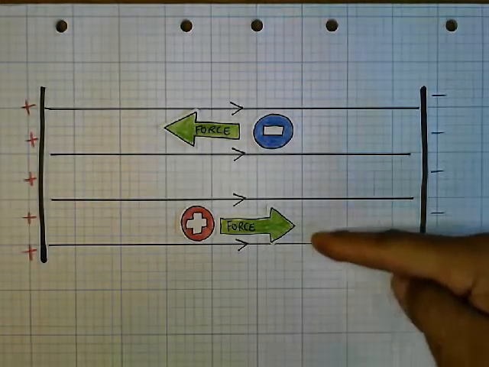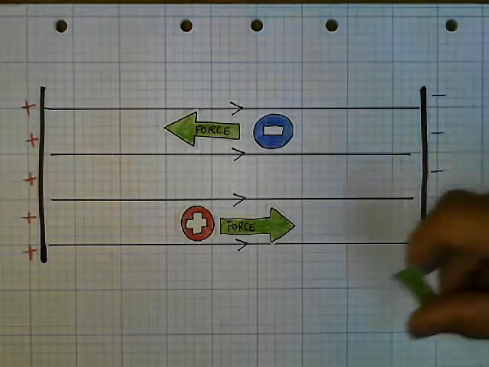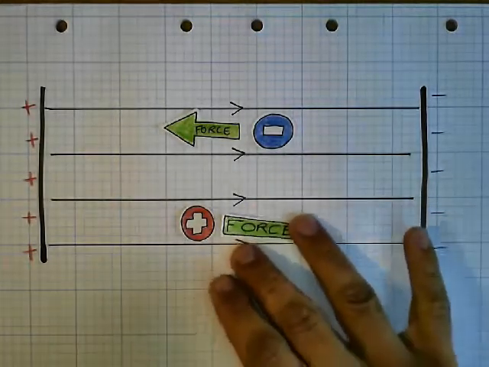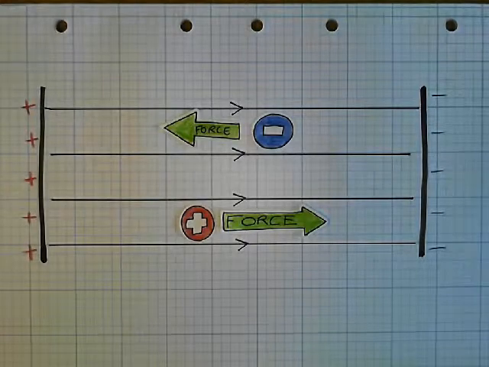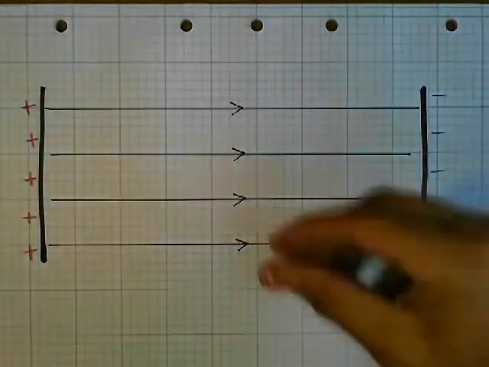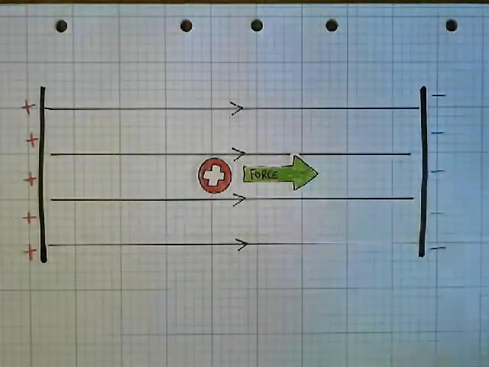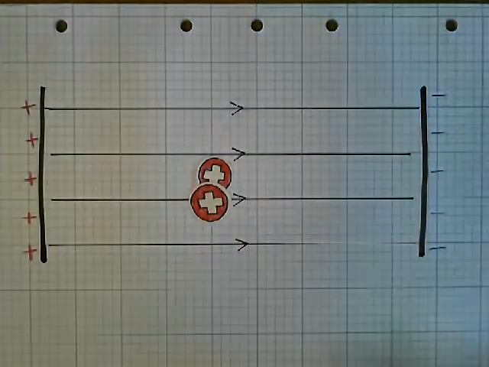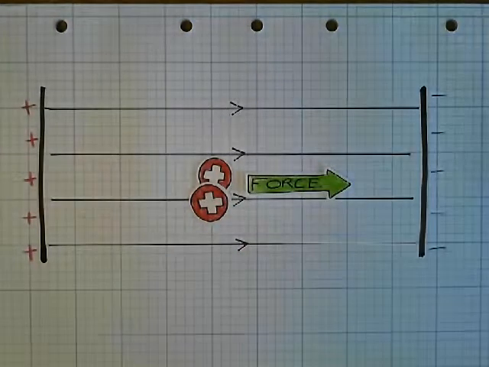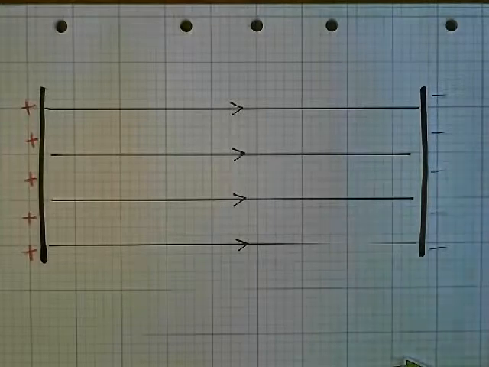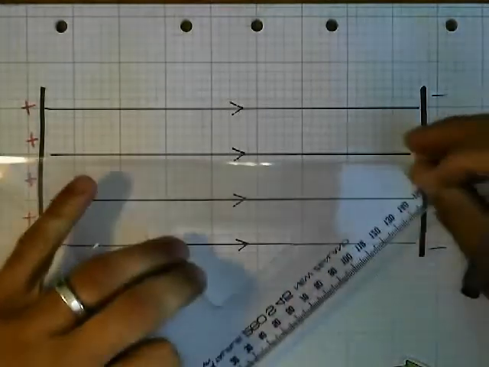But what's going to affect the magnitude or the size of these forces? There's two things that can affect the size of these forces. Can you think what they might be? The two things that affect the size of the force are the charge of the particle. If there's more charge, there will be a greater force. And the other thing that will affect the force on the charged particle is the field strength.